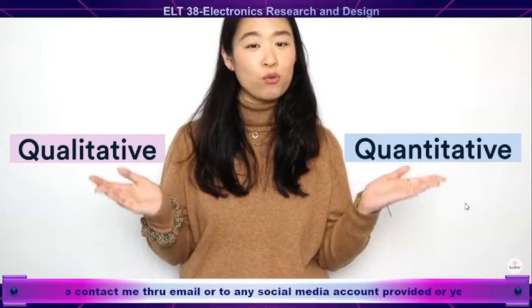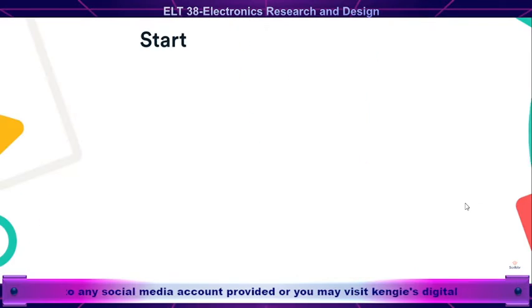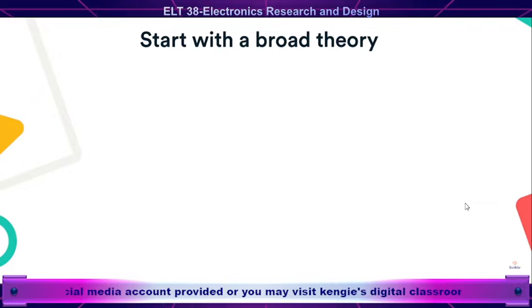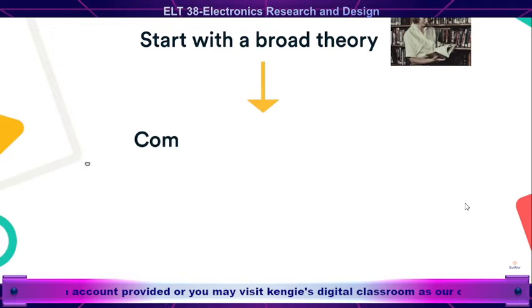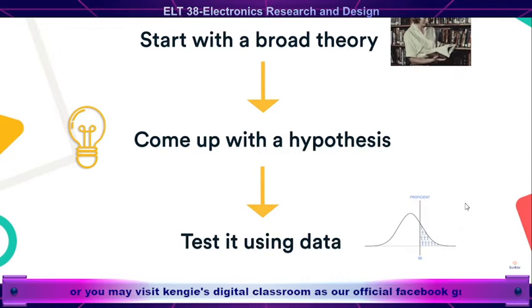Qualitative and quantitative approaches tend to look quite different in their research process. Quantitative research is often associated with the deductive method. You start with a broad theory that's based on existing research, come up with a specific hypothesis, and test it using data. To do this scientifically, you need to carefully plan your research design and use systematic procedures to make sure your results are valid.